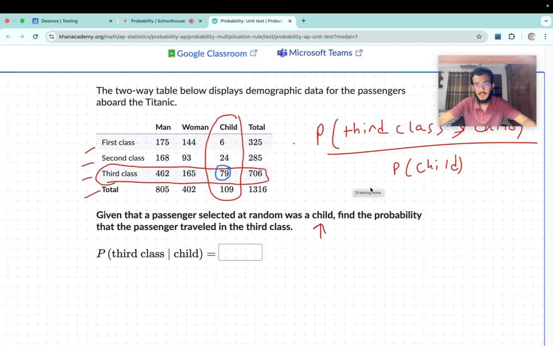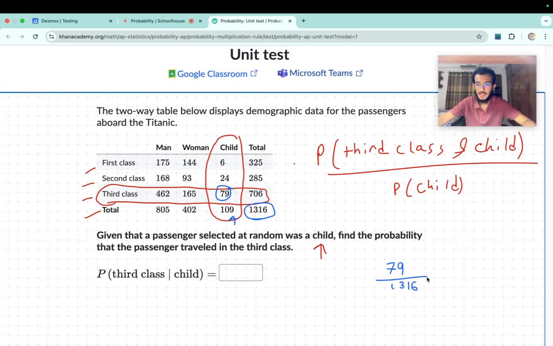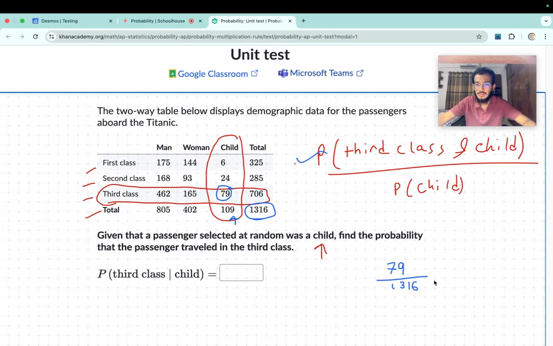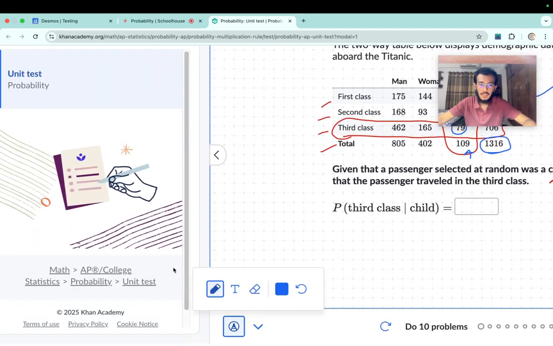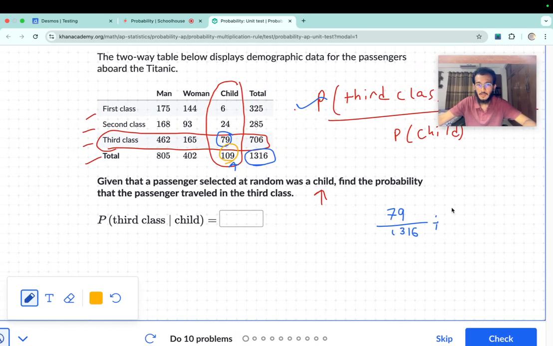So the probability that the passenger is third class and is also a child is 79 upon the total number of passengers, not this total, the entire total, which is 1316. This is the probability for third class and child. Now we want to divide that by the probability of child, which is the total number of children, 109, so 109 divided by the total passengers, 1316.